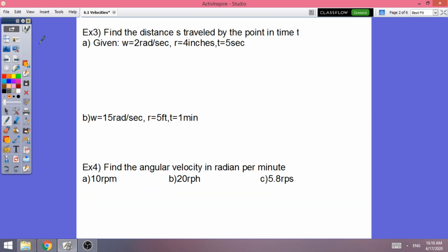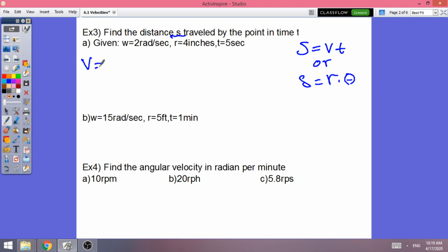Find the distance s traveled by the point in time t, given that w is 2 radians per second, the radius is 4 inches, and the time is 5 seconds. In order to find the arc length, we can use either s equals v times t or s equals r times theta. It depends on what given information we have. The one given here is w, and we know the radius and the time. So we can just find v first.